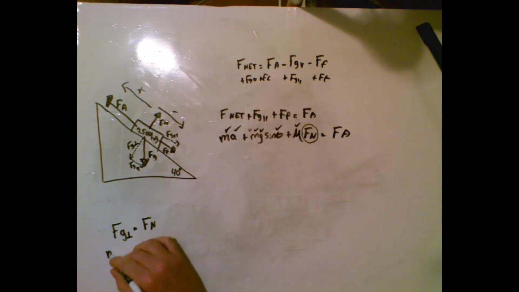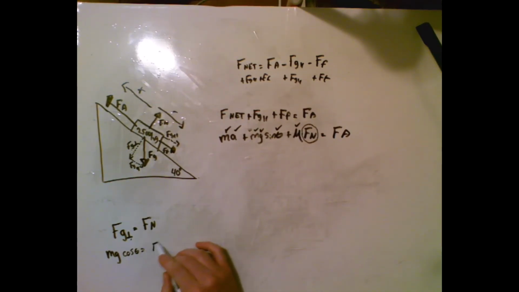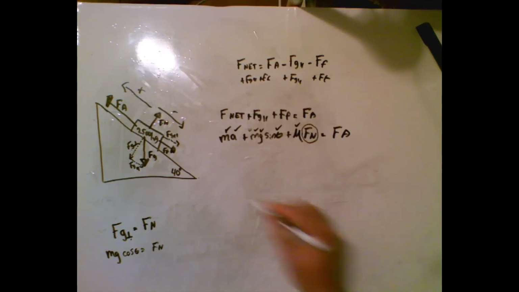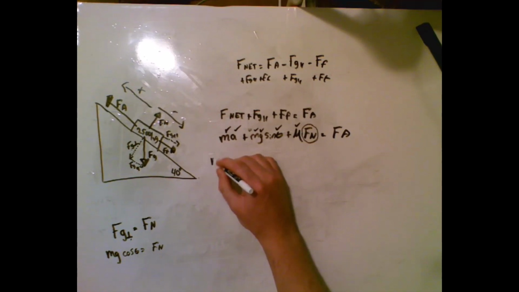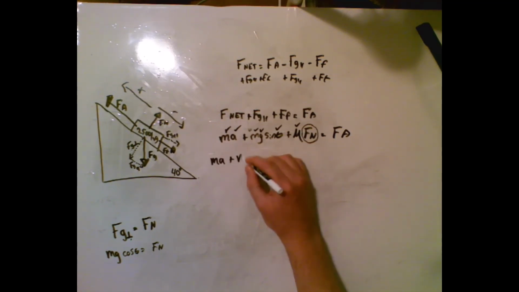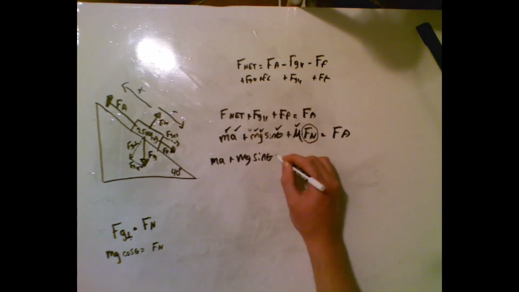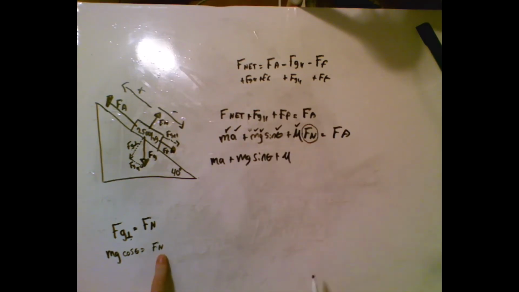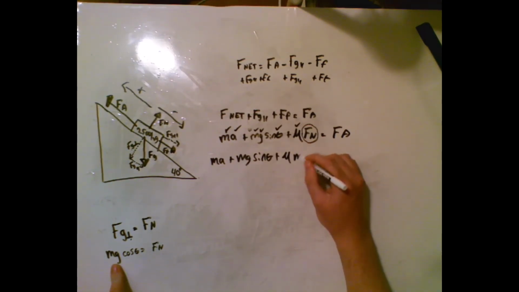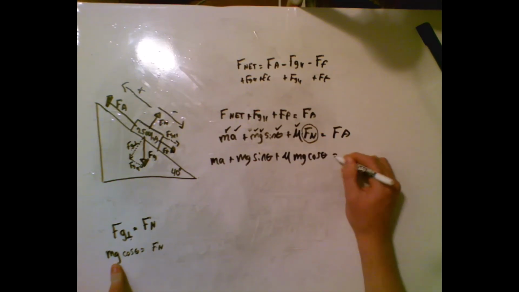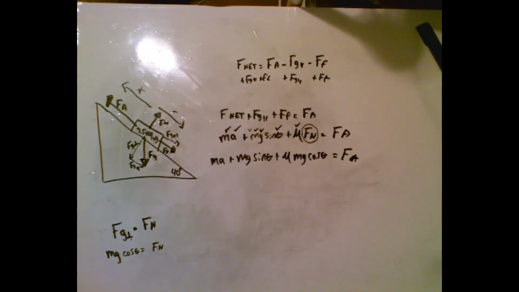So Fg we can break down into mg, and then this one we can break down into cos theta, and that's going to equal our force normal. So I can add that to my formula if I wanted: ma plus mg sine theta plus mu, and then our force normal is equal to mg cos theta. You can do this in chunks or all in one, whatever you want. So now we're ready to solve this question.